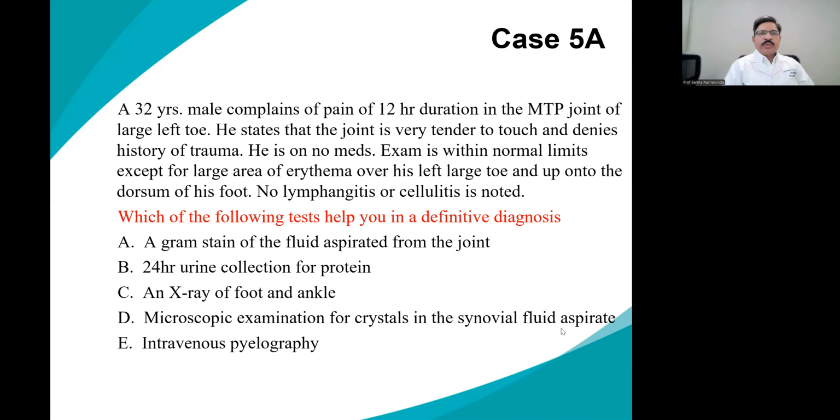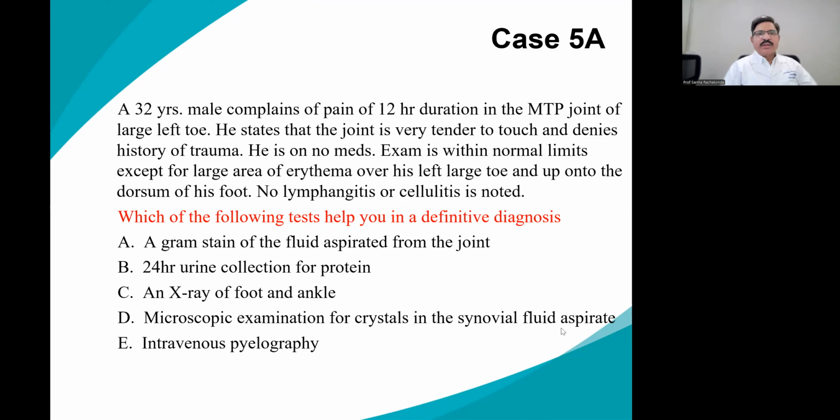Now, it's a male patient of 32 years, 12-hour duration of MTP joint involvement. Joint is very tender to touch and denies any history of trauma. Because of sudden joint pain in the MTP joint, I have to exclude that he hit it against the wall. So first that has to be excluded. Suddenly something, you can hit against a stone or a wall and then get a pain there.